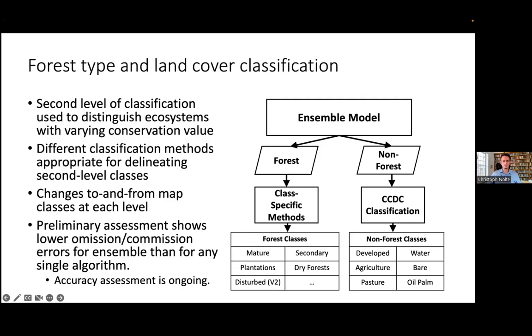But the overall point here is that the ensemble model is used to get accurate maps of forest, not forest, through time. And then we use our knowledge of these specific classes to develop and deploy specific methodologies for further delineating between the different classes. And it should be noted that the accuracy assessment of this is still ongoing, but preliminary results look pretty good.